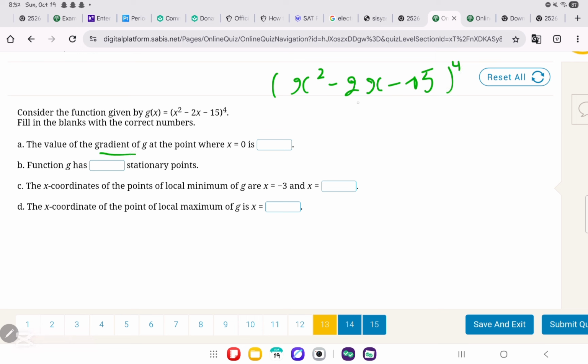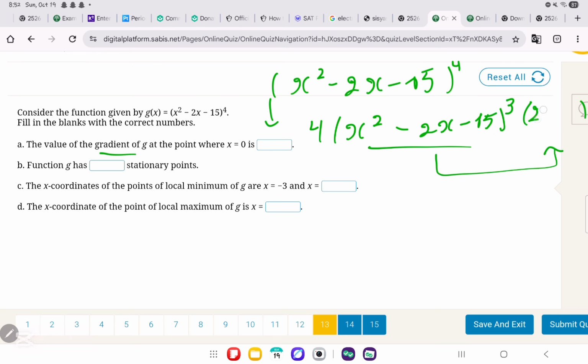First of all, we'll need to take the derivative. So it will be 4 times (x squared minus 2x minus 15) to the power of 3. And don't forget to multiply by the derivative of what's inside, which is 2x minus 2. Now, what do we do? We substitute x by 0. So it's gonna be 4 times (0 squared minus 2 times 0 minus 15), all of it to the power of 3, then 2 times 0 minus 2, and you will get the answer, which is 27,000.